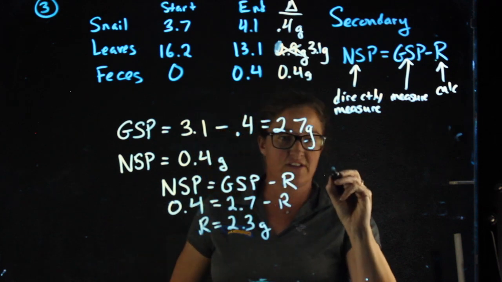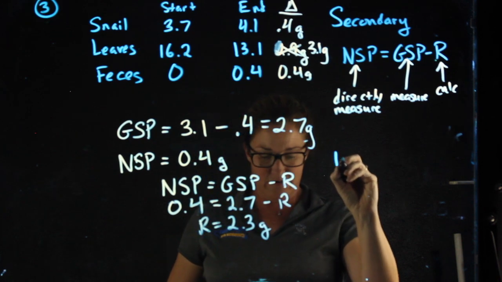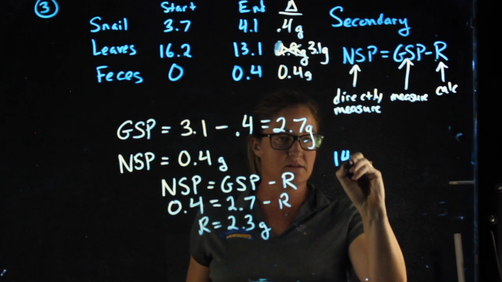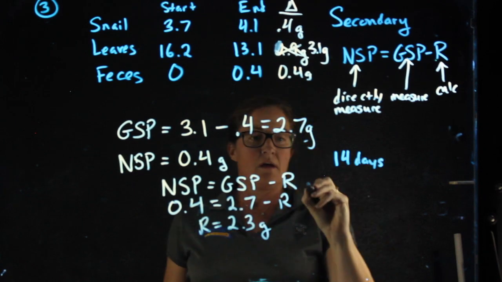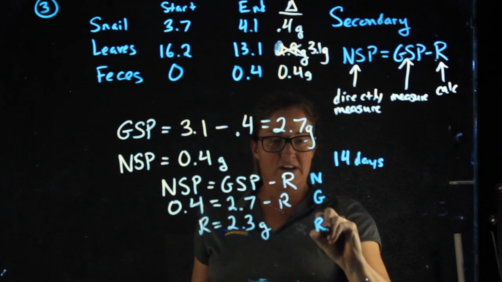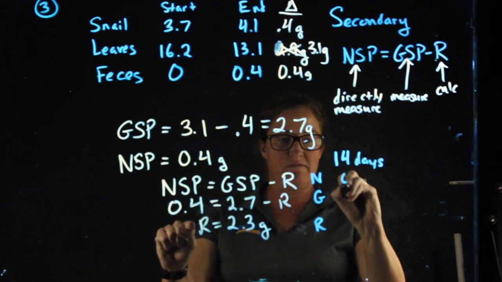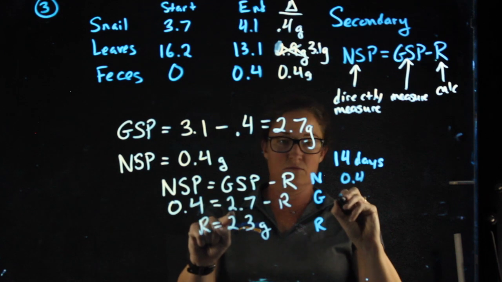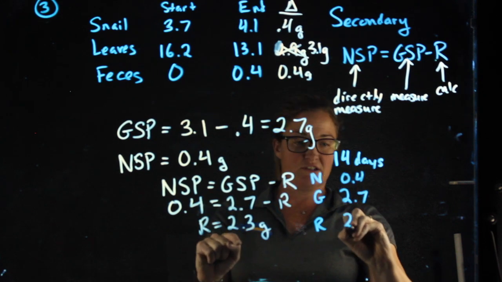Summarizing my answers for the snail, over the course of 14 days, my net, my gross, and my respiration. My net was 0.4, gross was 2.7, R is 2.3.